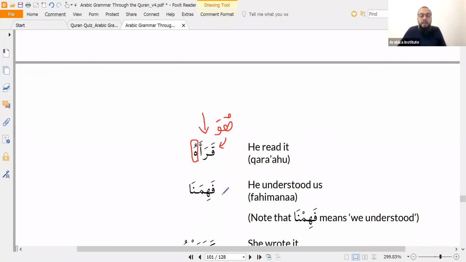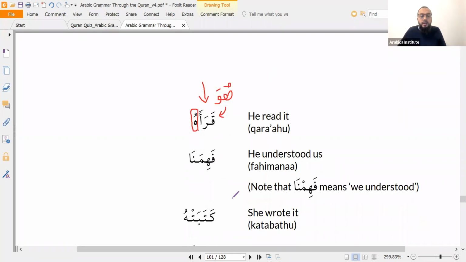Okay? Same thing here. Fahima na. Now I want you to think carefully. What's the difference between fahimna and fahimana? The difference is in the pronunciation of this fatha. The meaning is completely different. Fahimana means the verb sentence is complete here. He understood. Na, us. But if you say fahimna, that means we understood. Where this na is the pronoun.